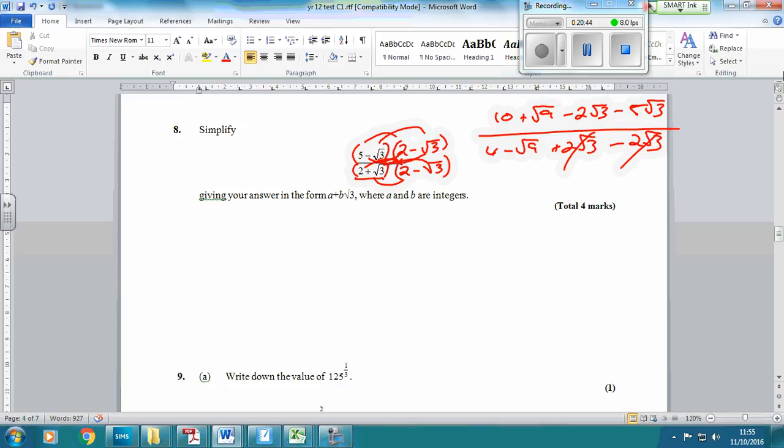So on the top, if we do root 9, it's going to be 3, so that's going to be 10 plus 3, which is 13. Minus 2 root 3, take away 5 root 3 is minus 7 root 3. And on the bottom, 4 take away root 3 squared is going to be 4 take away 3, which is just 1. In which case we can leave it as 13 minus 7 root 3. Okay, so let's have a look at question 9 then.